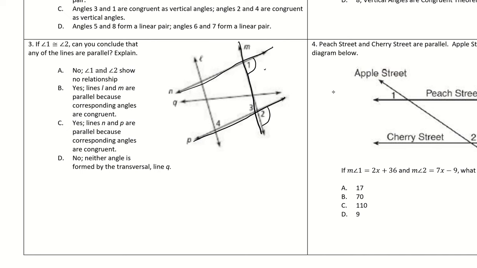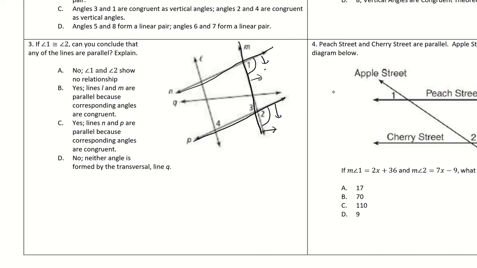Corresponding means you're in the same corresponding position. So for example, you're below here and to the right here. Here you're below and to the right. So they have the same exact position. And so by the converse of the corresponding angles theorem, that means that N and P are going to be parallel. All right, so these are corresponding.